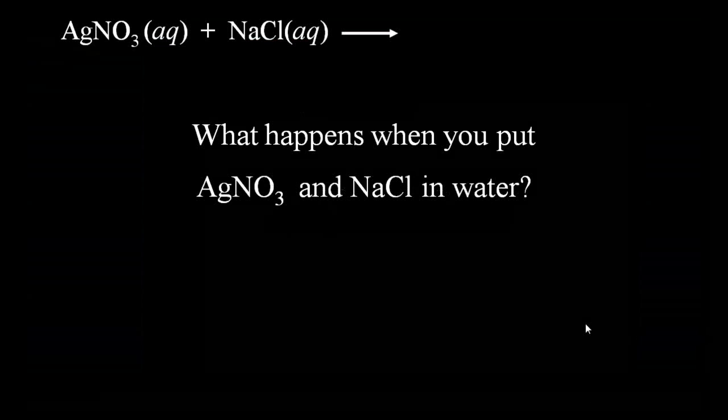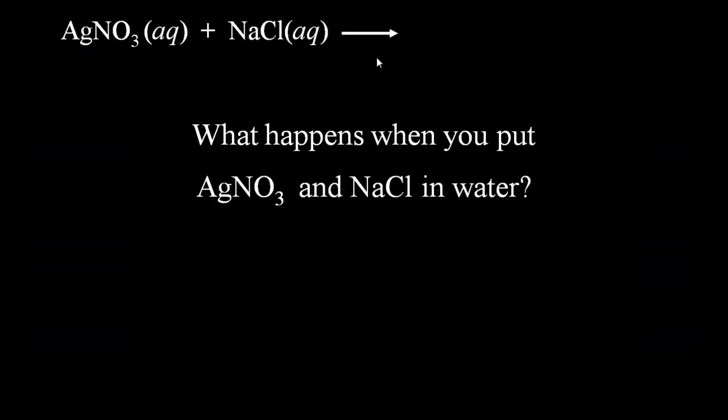Okay, in this podcast we're going to take a look at what happens during a net ionic or precipitation reaction. So here I have silver nitrate and sodium chloride. Let's think about what's going to happen if I put them both in water. So I have two solutions. The silver and the nitrate are dissolved in the water, and so is sodium chloride.